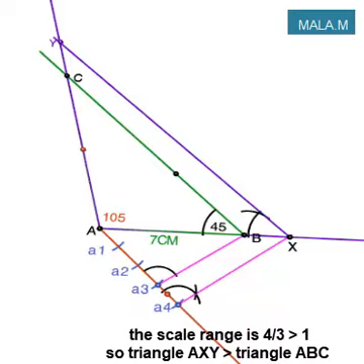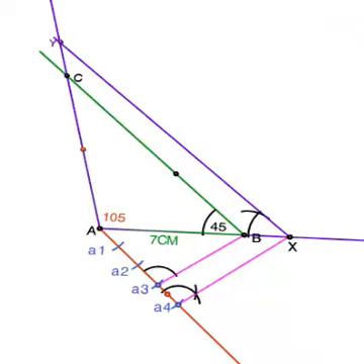Triangle ABC is the given triangle in the problem. So compare these two triangles. Triangle AXY is greater than triangle ABC because our scale factor is greater than 1.